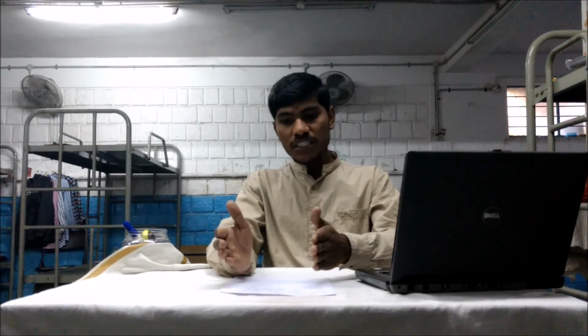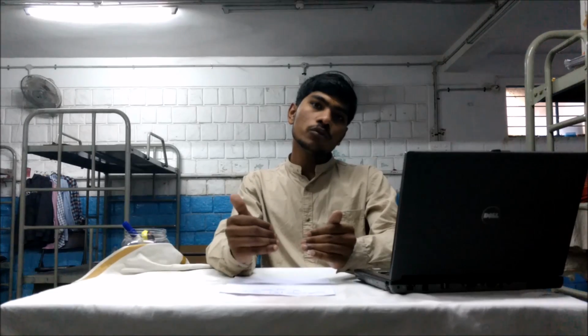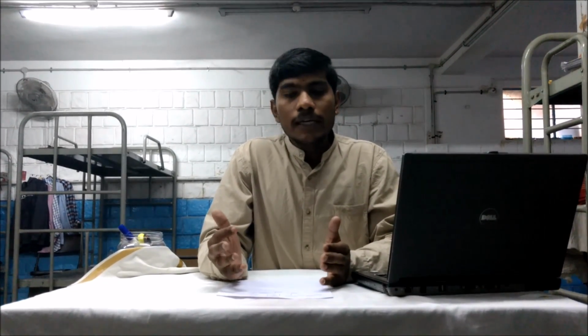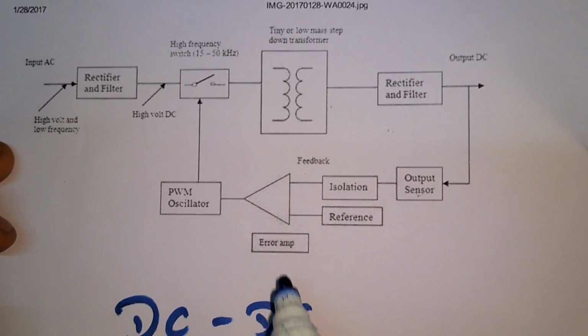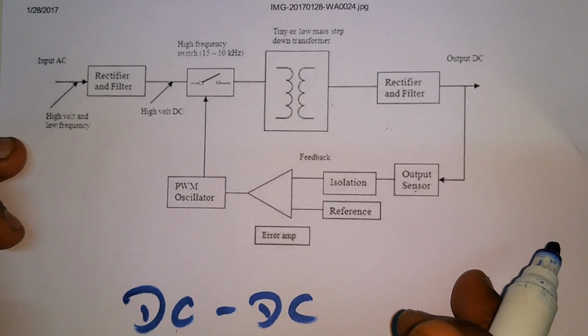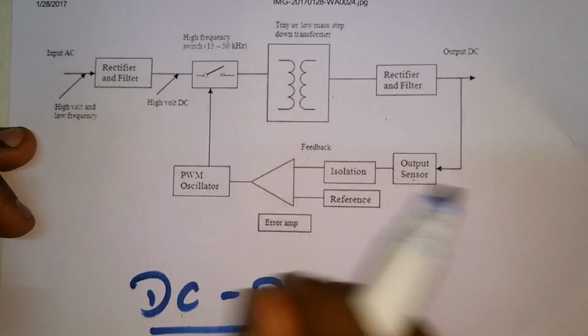In my last session video, I discussed the SMPS introduction, their types, and many theory points about the SMPS. In this second session video, I am going to discuss each individual type's block diagram in depth. One of the most famous types of SMPS, which I discussed previously, is the DC to DC converter. Let's come back to the block diagram explanation. This is the DC to DC converter SMPS block diagram.